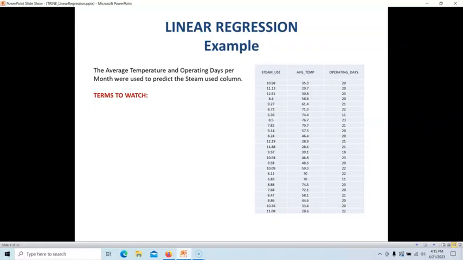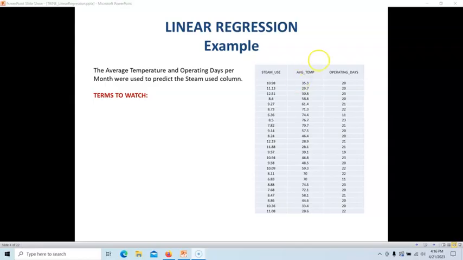So let's first look at this data set right here. So what we have is steam, and we're going to assume that this is a factory, and the factory has a steam turbine. And what we're going to do is we want to predict steam usage in this factory. So when it's really cold out, they turn on the heater, and they're going to use more steam to heat this factory. Also, if the factory is open a lot of the days in the month, then of course we're going to use more steam.